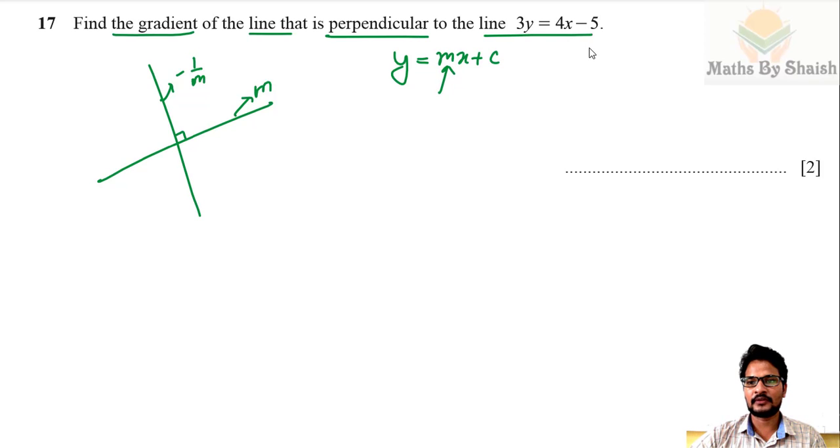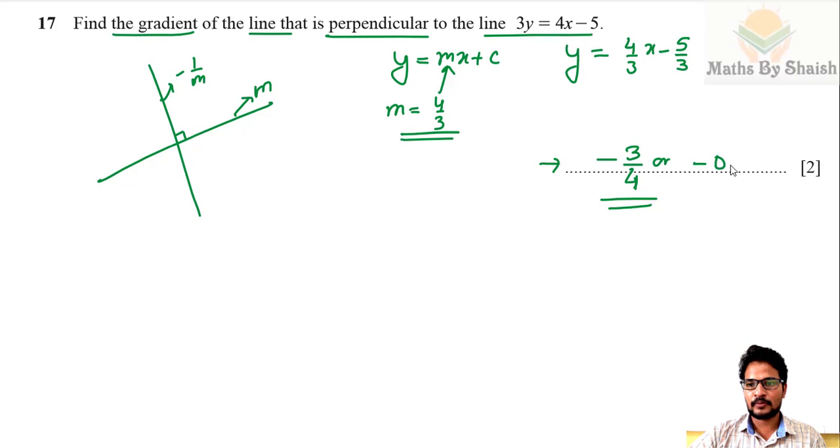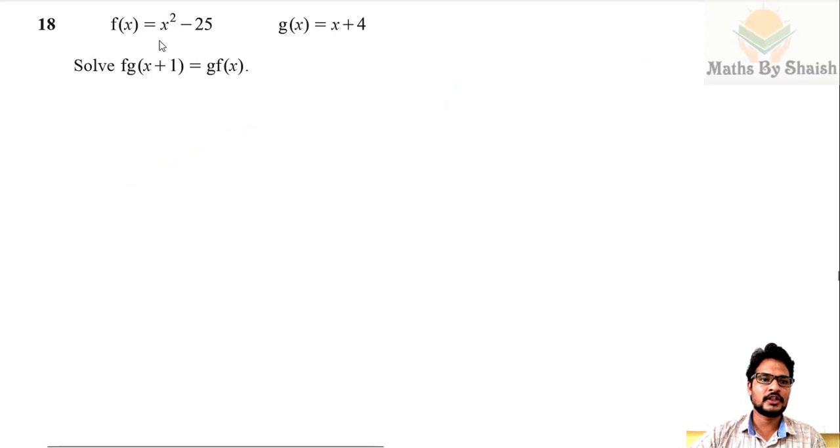So first of all we'll confirm what the gradient is, and we get y equals 4 by 3 x minus 5 by 3. We divide the whole equation by 3 so that we get only y, and then we can compare, and hence the gradient of the line is 4 by 3, and the required gradient would be the negative reciprocal, that is -3 by 4. Or we can write our answer in decimal, and it is -0.75, either of them is fine.